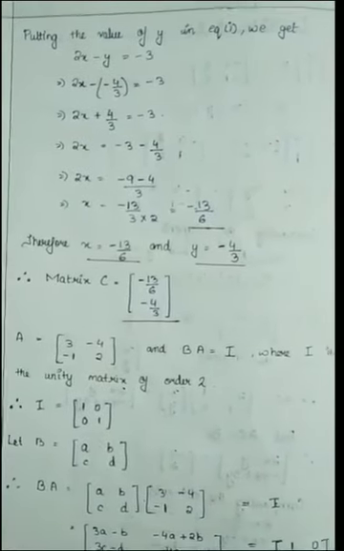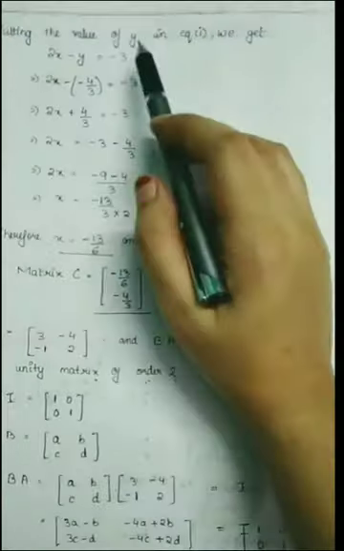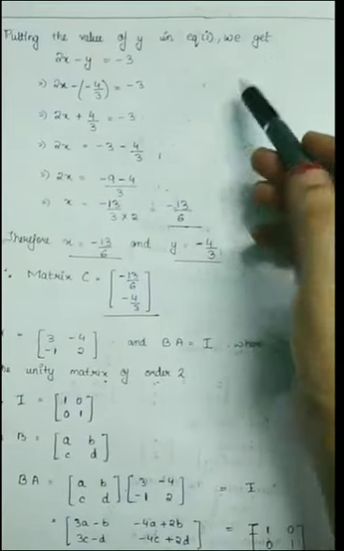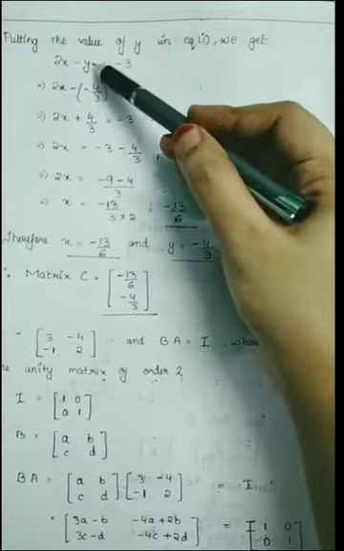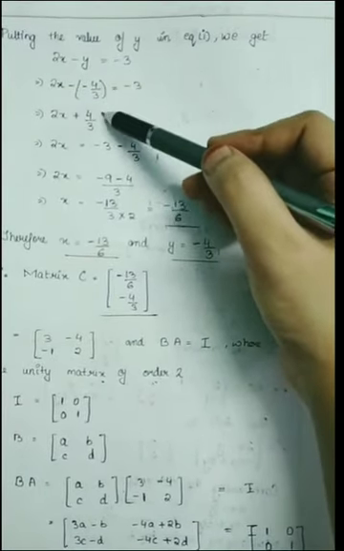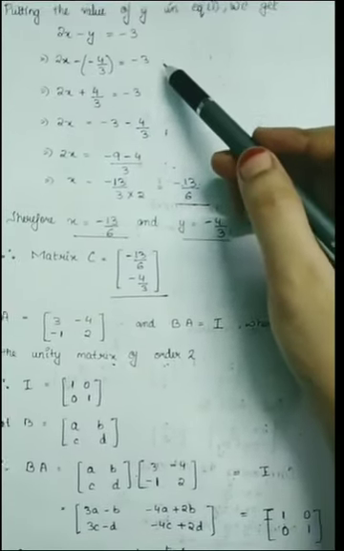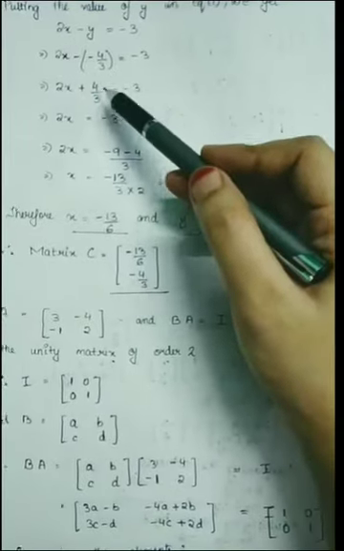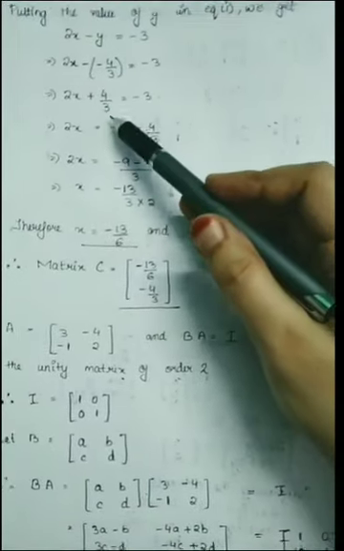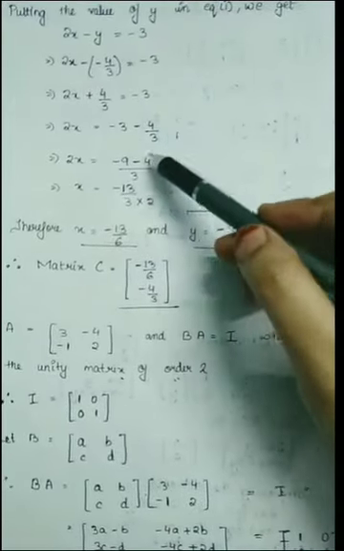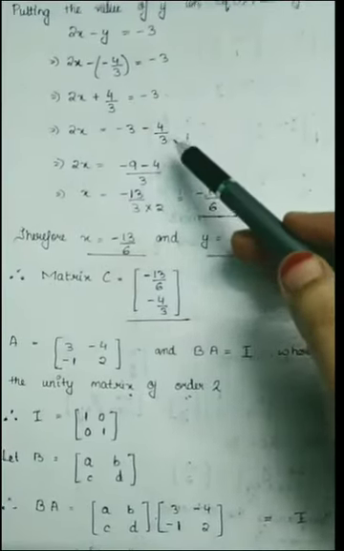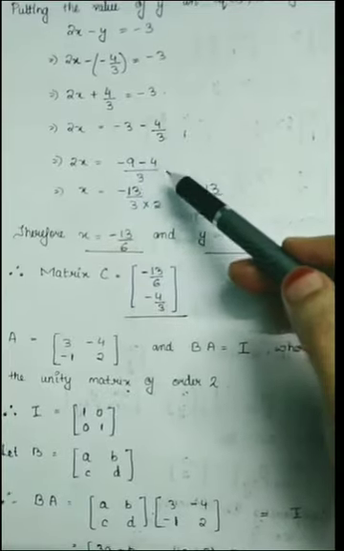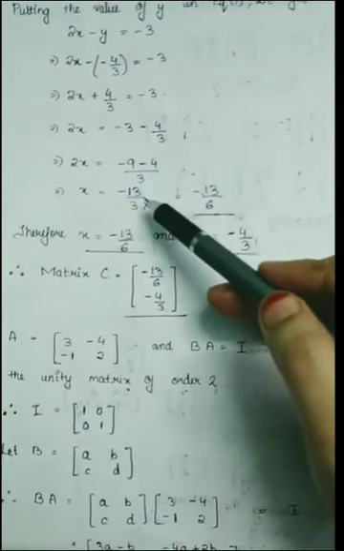Now putting the value of y in equation 1, what do we get? 2x minus y is equal to minus 3. Now 2x minus y, we have got y as minus 4 by 3. So we'll put the value, and we'll get 2x minus (minus 4 by 3) is equal to minus 3. Now minus minus will become plus, so plus 4 by 3. Now this plus 4 by 3 will be shifted to the other side, so it will become minus 4 by 3. Now minus 3 minus 4 by 3. 3 3s are 9, so it will be minus 9 minus 4. When it is added, it will give you minus 13.